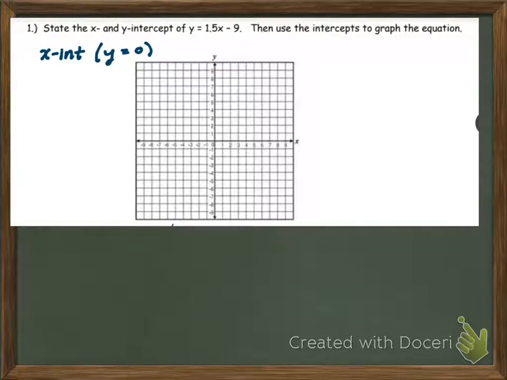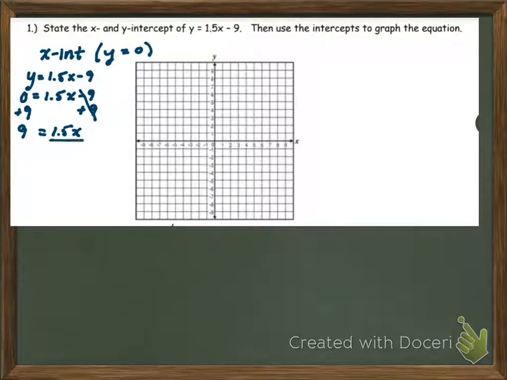So I'm going to rewrite the equation. And since I'm finding the x-intercept, I'm going to make y 0. And then I'm going to solve the equation for x. That means I need to get x by itself. I'm going to start by adding 9 to both sides. This is that equation solving stuff: get the variable by itself. And to finish getting that x by itself, I would divide both sides by 1.5. And 9 divided by 1.5 gives me 6.